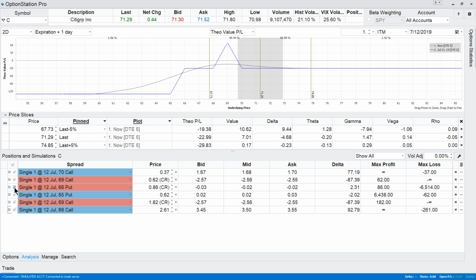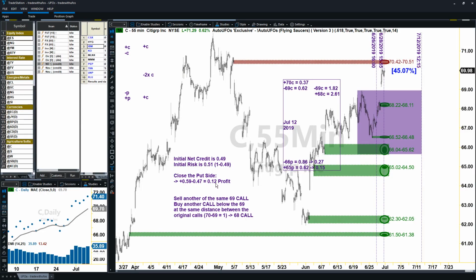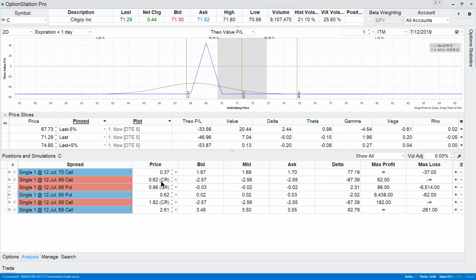So what I need to do is uncheck the puts. And after I uncheck the puts, also, remember, I just collected 12 cents of profit by closing the puts. So in order for me to simulate that I collected 12 cents of profits, what I'm going to do is pick this one randomly, and instead of 62, I'm going to make it 74, which is like I have been paid 12 cents extra. Okay? If I do that, notice what happens.